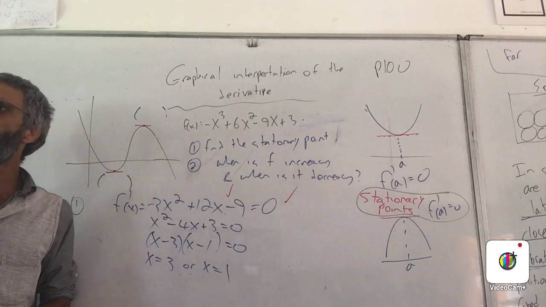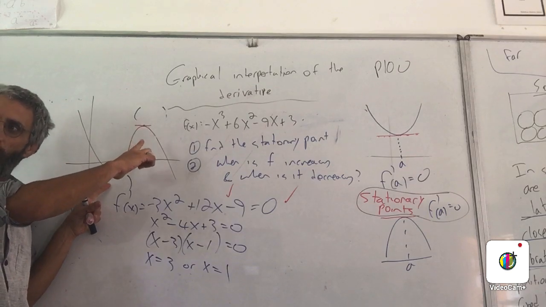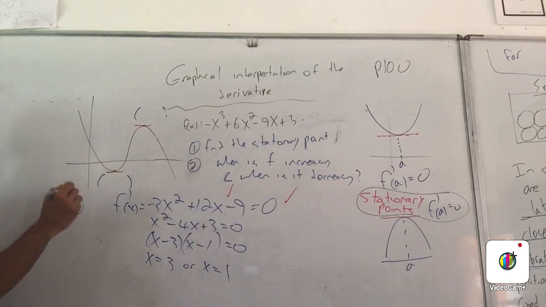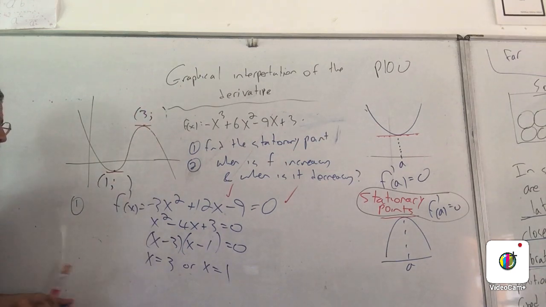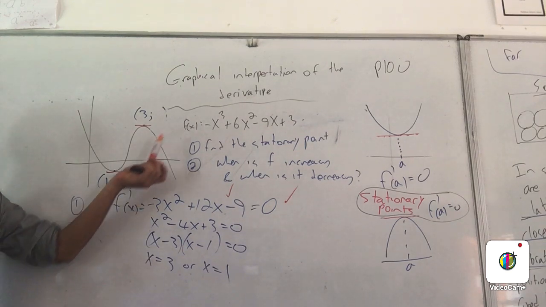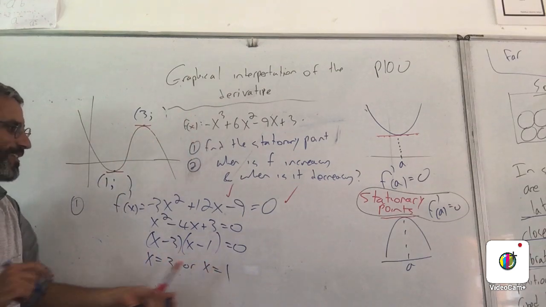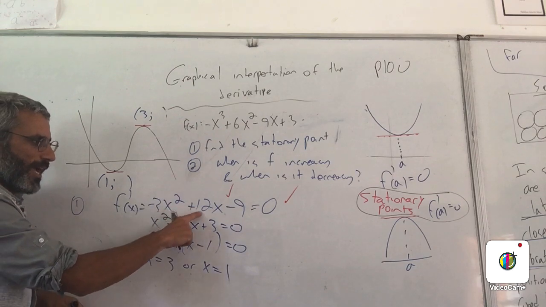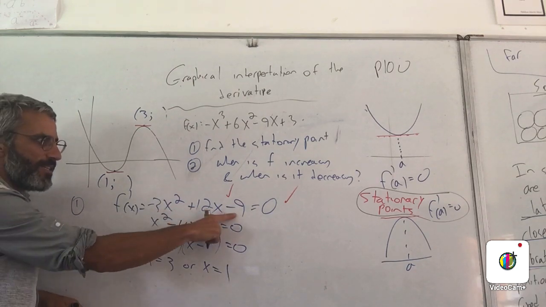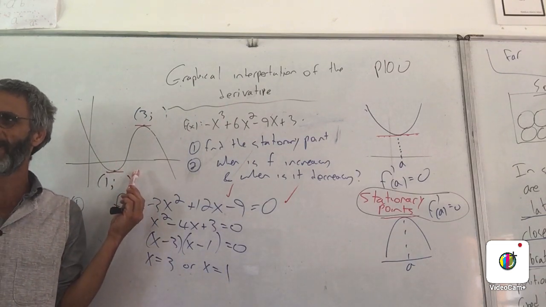Why am I getting 2 answers? Because there are 2 stationary points. Aha! So obviously that's the 1 and this is the 3. And how do we get the y's? Substitute where? The derivative or the function? Well, if you do, let's put it in the derivative. If I put 1 here, I get -3 plus 12 minus 9. It has to be 0 because the value of the derivative is 0. That's why it's a stationary point.